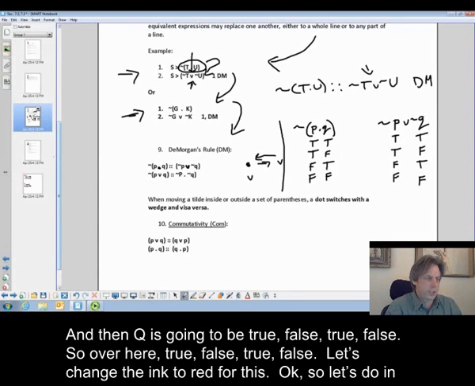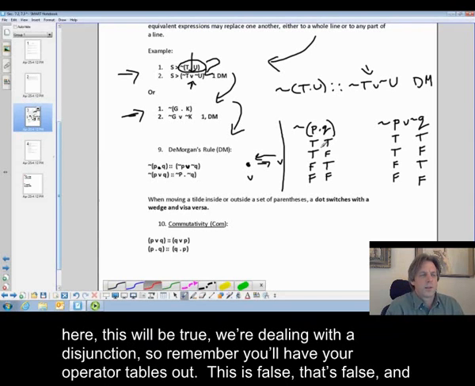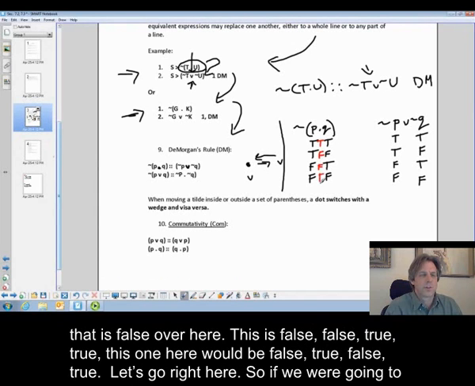Let's change the ink to red for this. Okay, so let's do in here, this will be true. We're dealing with a disjunction, so you remember, you'd have your operator tables out. This is false, that's false, and that is false. Over here, this is false, false, true, true. This one here would be false, true, false, true.